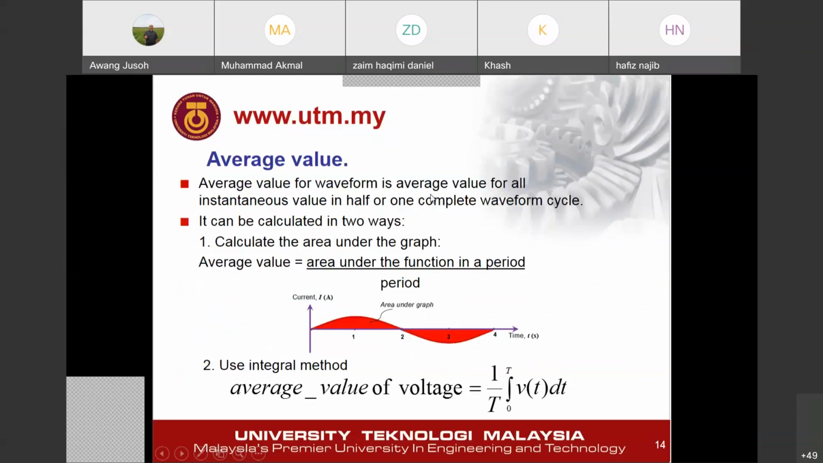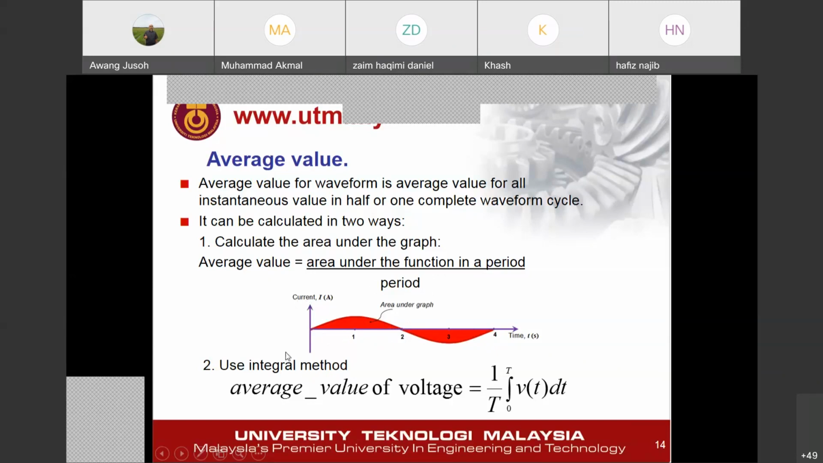This is the definition. It can be calculated in two ways. By the definition of the average, for one cycle you just calculate the area. The area for one cycle divided by the period. That is how to find it. You call it the integral method. You need to find the area under the function in a period. Here the red color: you need to find the red area here plus the red area here, divided by the period. In this case the period is 4. You need to find this area plus this area divided by 4. That is the period for the current or voltage.